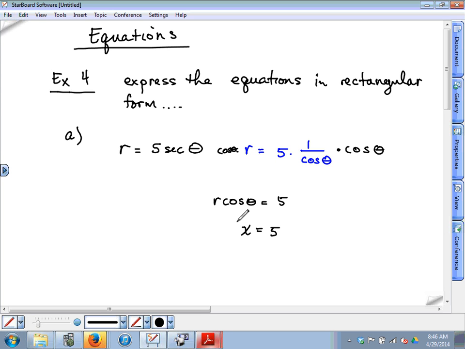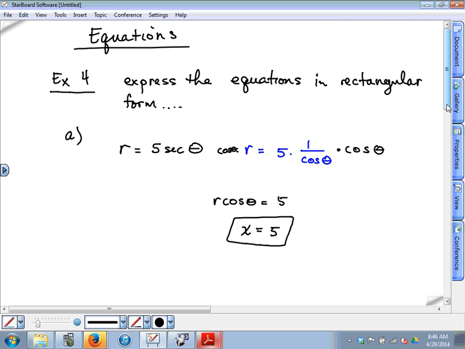It's a vertical line, yeah. Because on a vertical line, all the coordinates are going to be x equals 5. There is no y in this one. In rectangular form, you don't have to have both x and y. Sometimes you have one or the other.